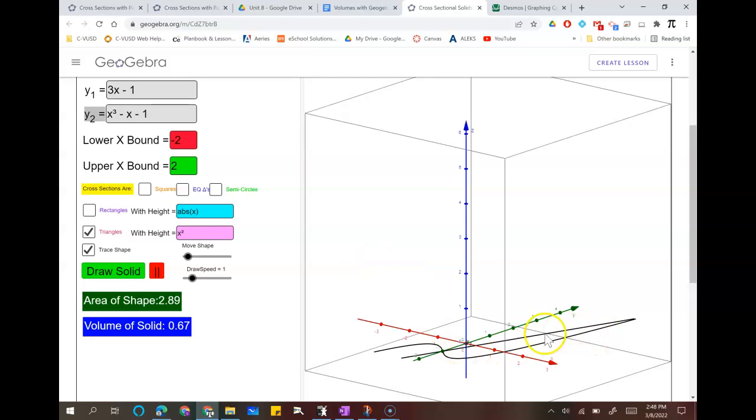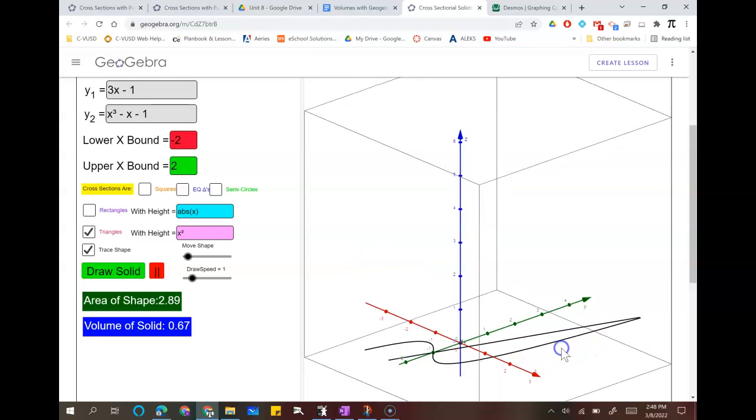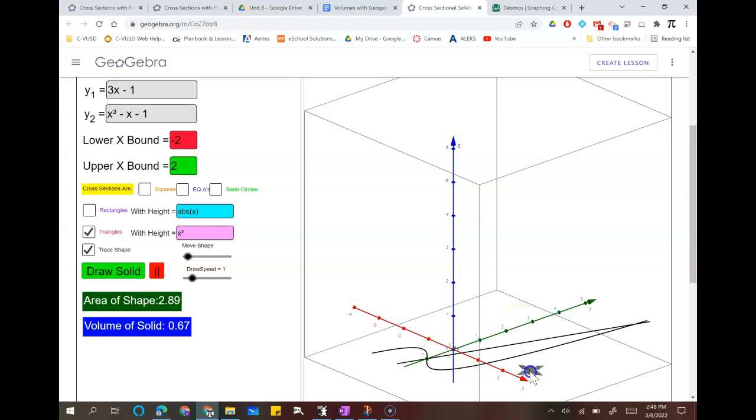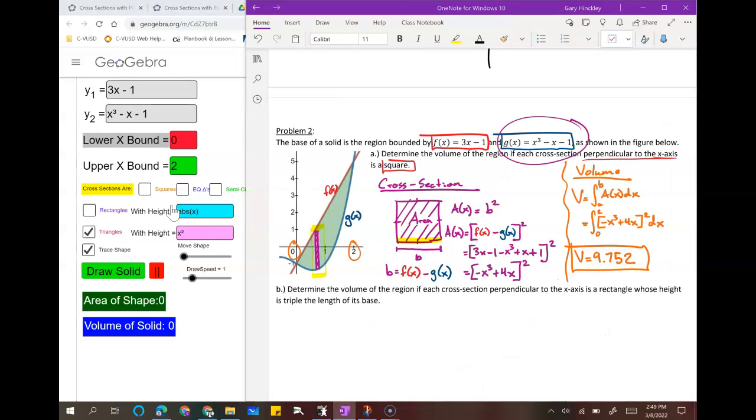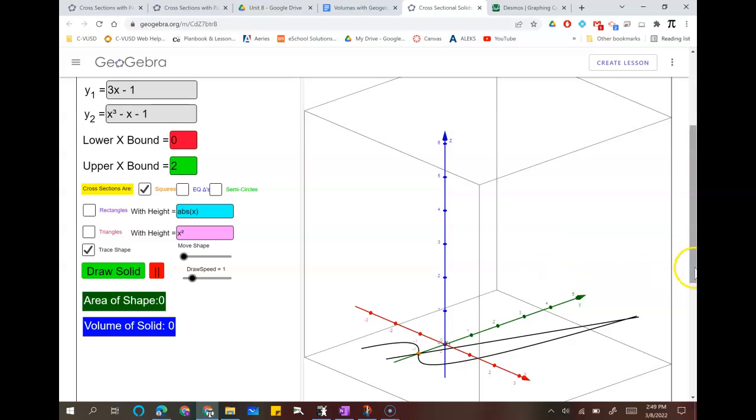All right, so we have our function in there. Let's see if I can move this down a little bit. There we go. I do need to change my bounds. So that's going to be from 0 to 2. So we're good there. And then what was our shape? Our shape was a square. So let's go ahead and put in a square.